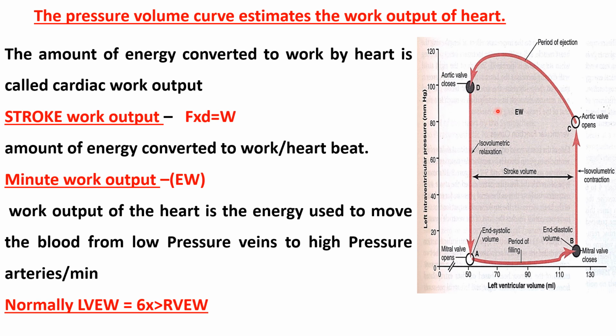Now, this diagram is given in your book to tell about the amount of energy converted to work by heart. So when the amount of energy converted to work by heart is calculated, the name given to it is cardiac work output. You know that the stroke work output is F into D, force into distance is equal to work. Force is the pressure change, और वर्क डन इज द वॉल्यूम चेंज.